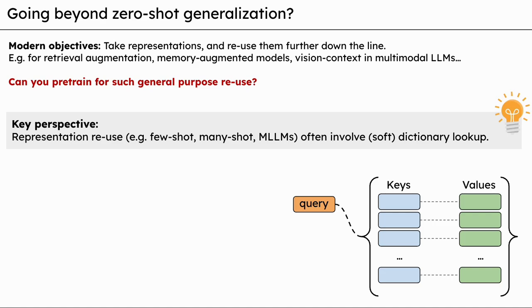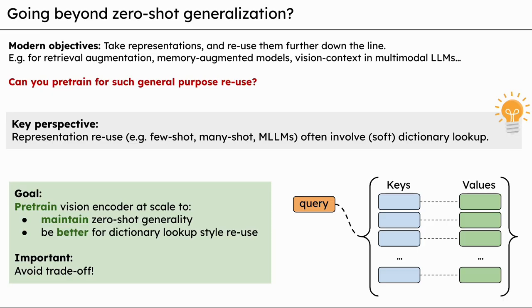And the key perspective in making this work and making this a pre-trainable objective is to realize that a lot of reuse scenarios, from few shot to many shot to multimodal language models, generally involve some sort of dictionary lookup, be it soft in the case of attention or hard for really any few or many shot classification model, for example. And the goal of this work is to show that you can actually pre-train vision encoders while maintaining all of the standard CLIP benefits, but add to it much better improved reusability of representations for dictionary lookup reuse scenarios. And I just want to reiterate that the importance of this really is to avoid a trade-off where you reduce zero-shot capabilities just for the sake of adding dictionary lookup capabilities.